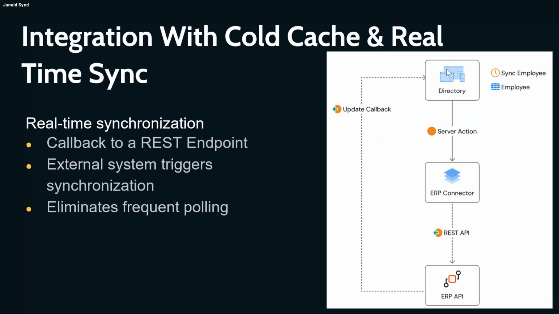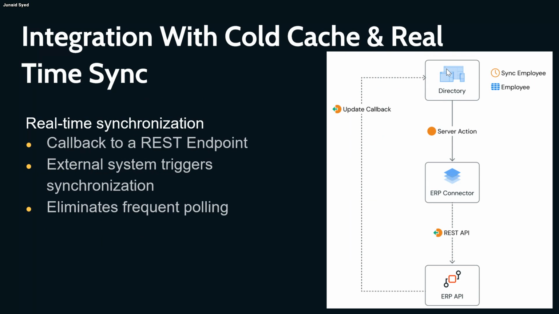Now, the other approach could be integration with cold cache and real-time sync. So we are now improving it. We are using the cold cache. We are caching the information in the employee entity like we were doing in the previous scenario. There is a sync employee timer, which is running at regular intervals. It is fetching the information from the ERP system and storing or updating the details in the employee entity.